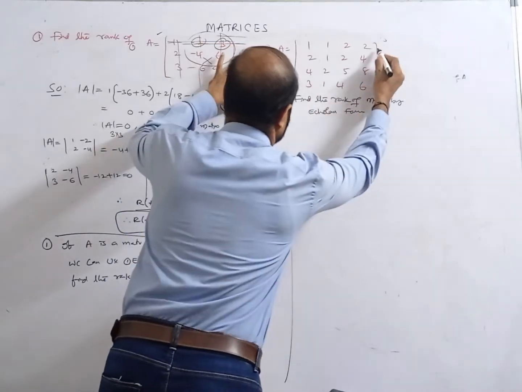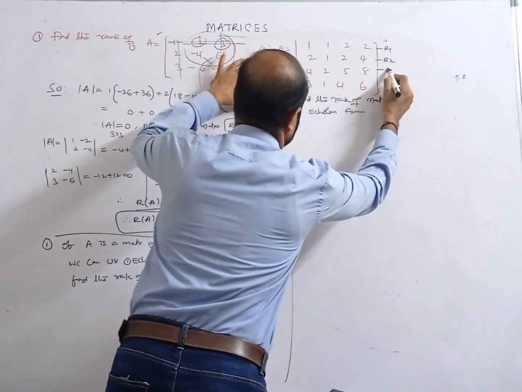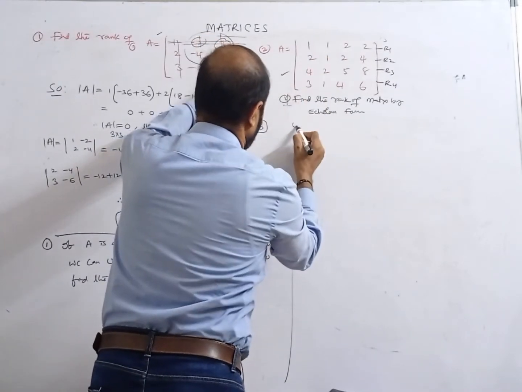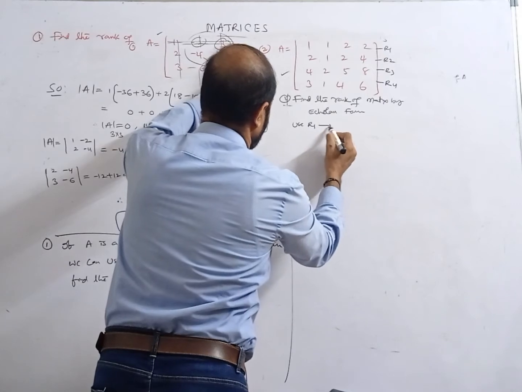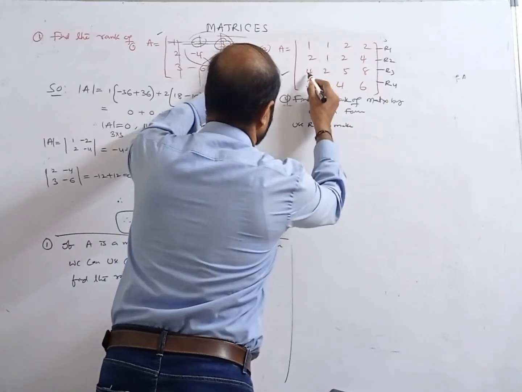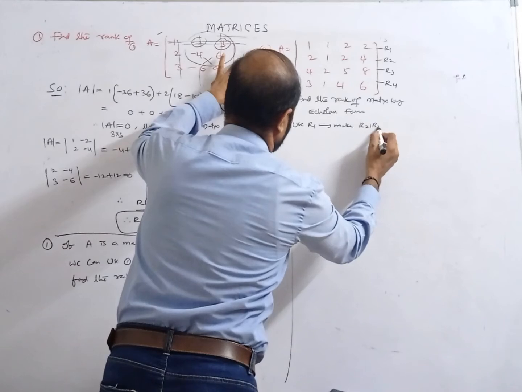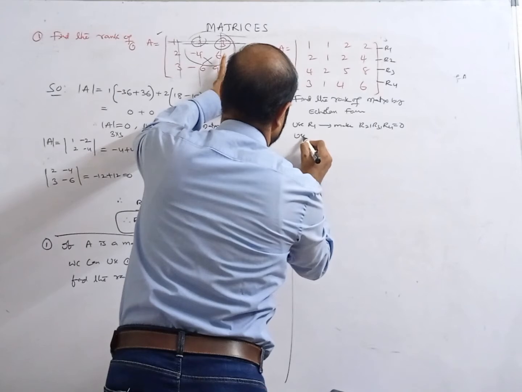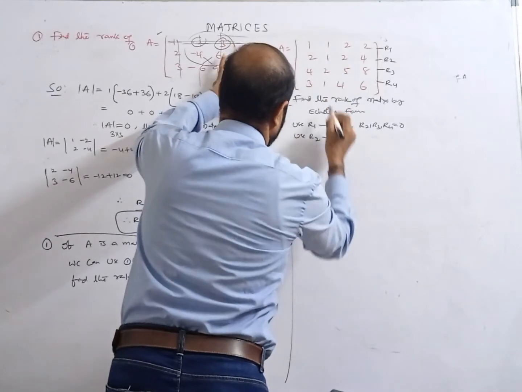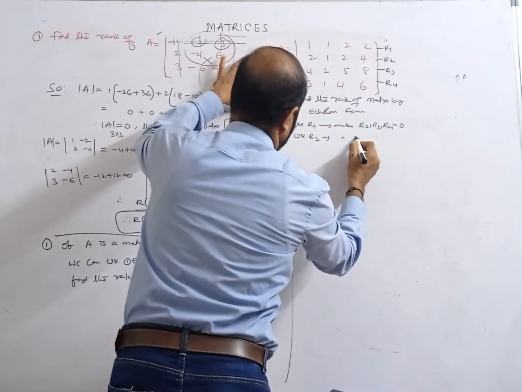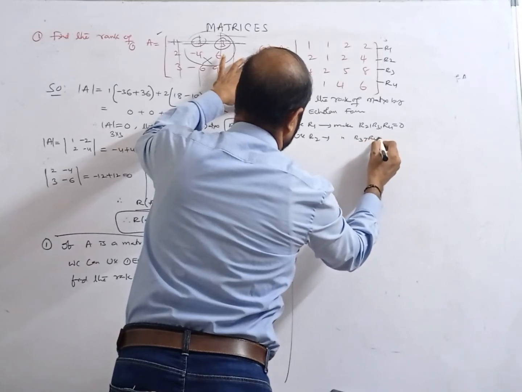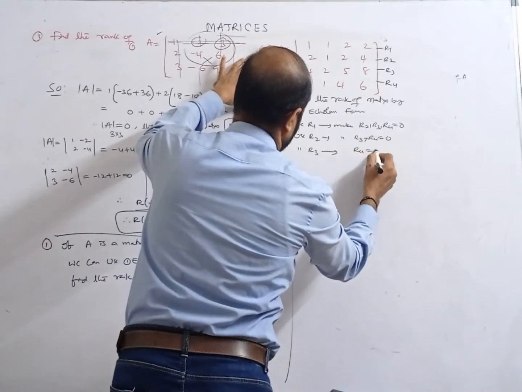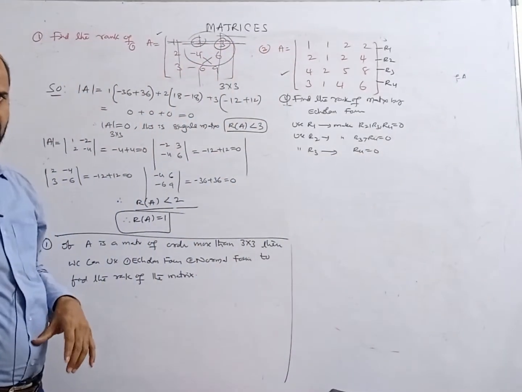Please try to understand. This is the R1 row, this is R2 row, this is R3 row, this is R4 row, right? So use only R1 and make R2, R3, R4 equal to 0. This is the first condition. Next, use R2 and make R3 and R4 equal to 0. Next, use R3 row and make R4 equal to 0. This is the condition.